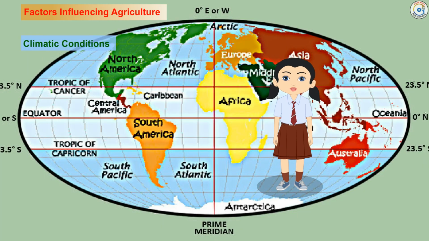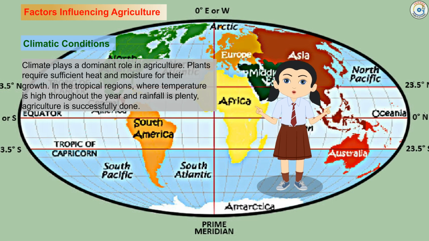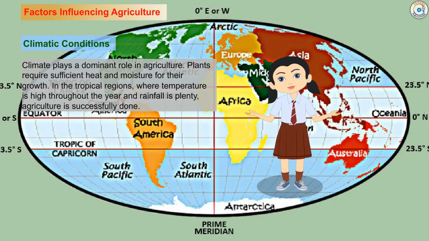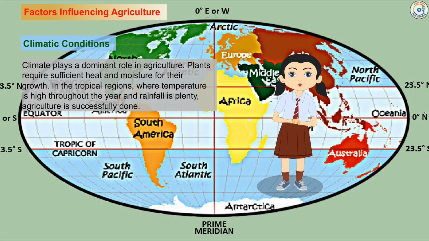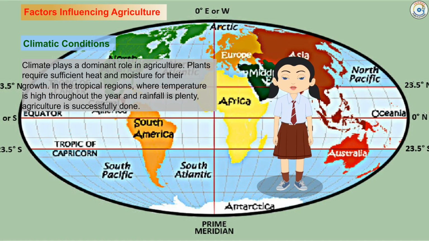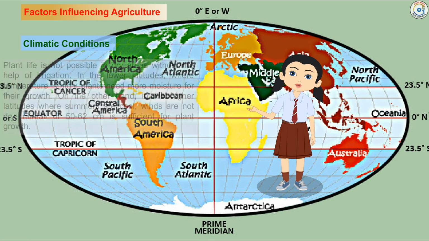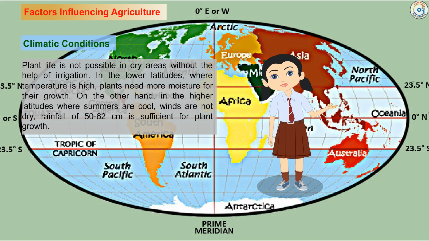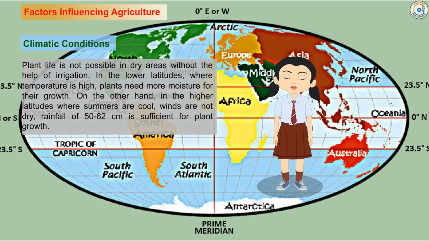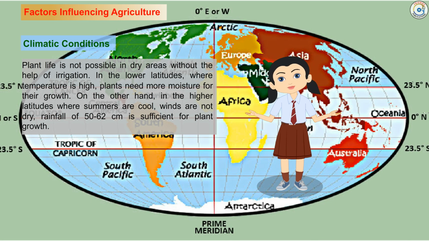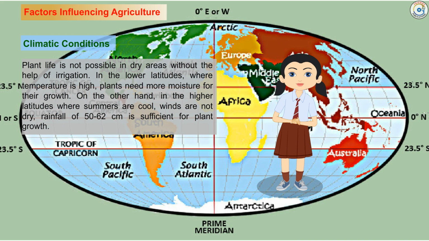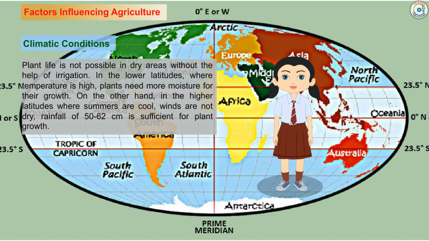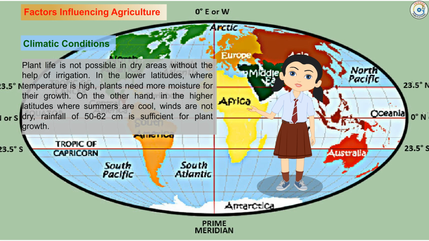Climatic conditions. Climate plays a dominant role in agriculture. Plants require sufficient heat and moisture for their growth. In the tropical regions, where temperature is high throughout the year and rainfall is plenty, agriculture is successfully done. Plant life is not possible in dry areas without the help of irrigation. In the lower latitudes, where temperature is high, plants need more moisture for their growth. On the other hand, in the higher latitudes, where summers are cool, winds are not dry, rainfall of 50 to 62 centimeters is sufficient for plant growth.